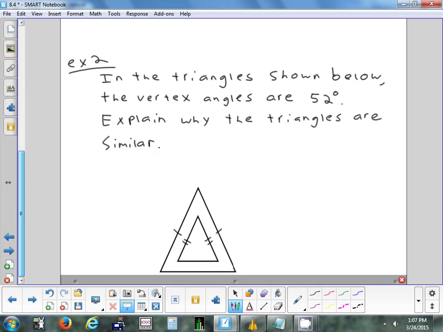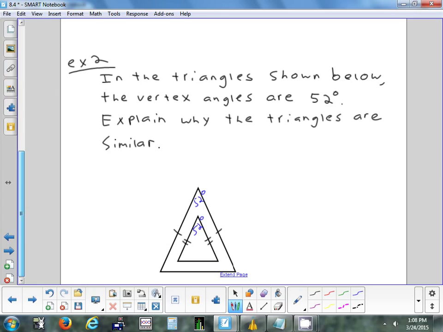All right, so let's look at this one. Okay, in those two triangles below, each of the vertex angles is 52 degrees. I want to know why these triangles are similar. Okay, well, what kind of triangles are they, first of all? Yep, they are isosceles, because you got two sides marked the same. Okay, we know that's 52, and that's 52. What makes them similar?